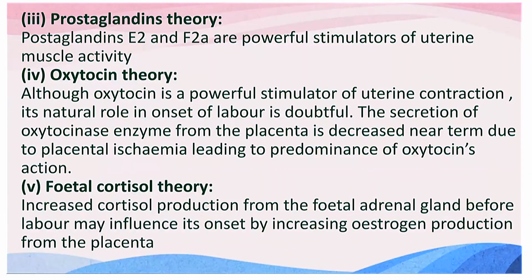The next hormonal factor is prostaglandin theory. Prostaglandin E2 and F2 alpha are powerful stimulators of uterine muscle activity. In case of oxytocin theory, although oxytocin is a powerful stimulator of uterine contraction, its natural role in onset of labor is doubtful. The secretion of oxytocinase enzyme from the placenta is decreased near term due to placental ischemia, leading to predominance of oxytocin's action.